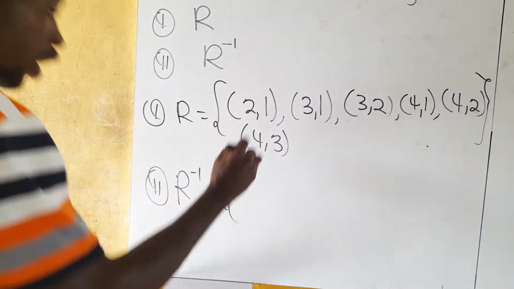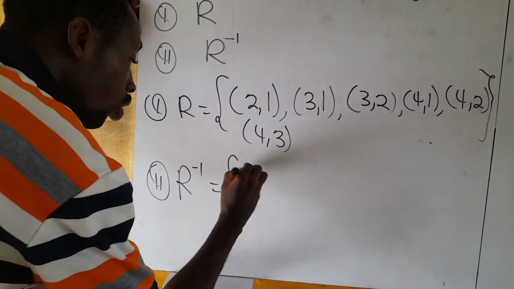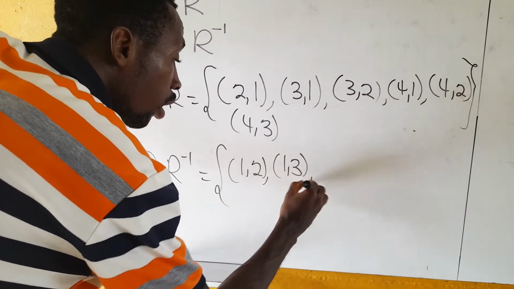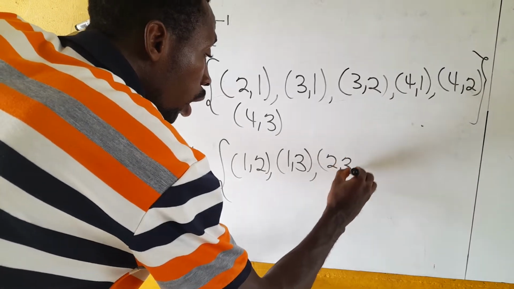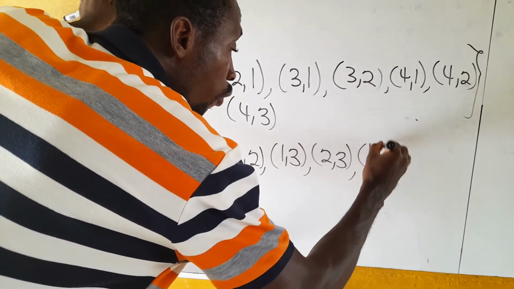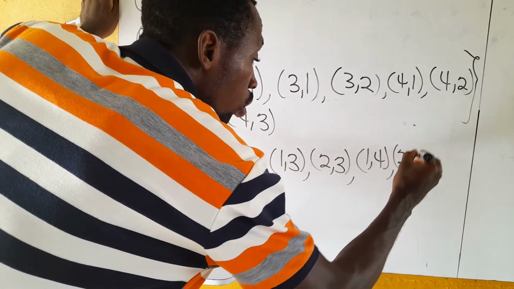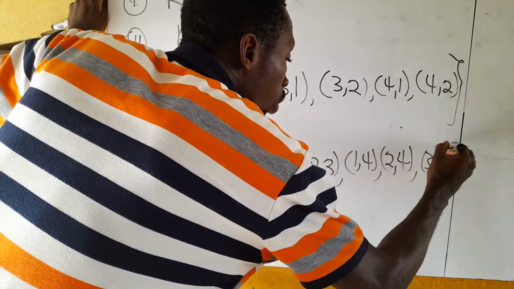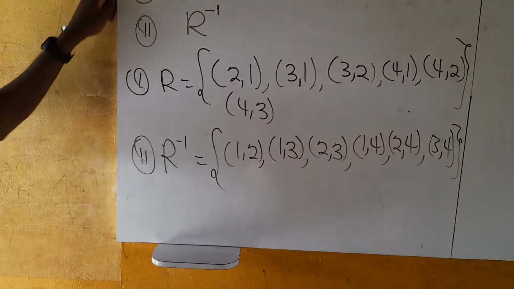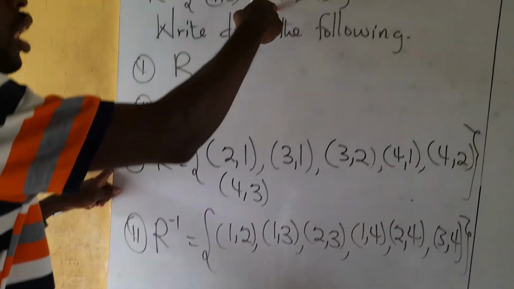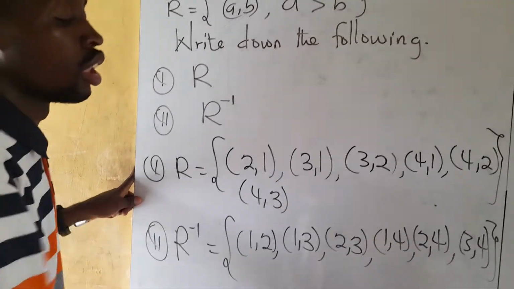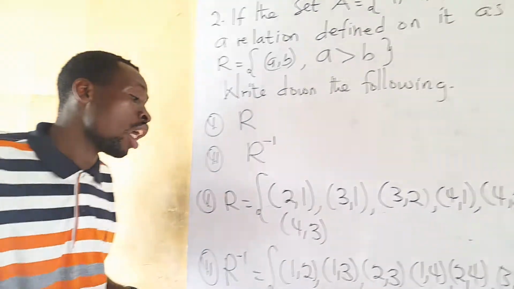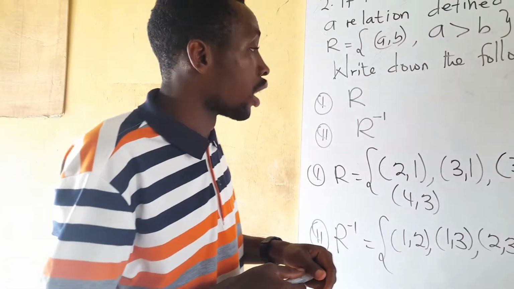So remember the inverse will alternate. So the inverse of this, the (1,2), (1,3), (2,3), (1,4), (2,4), then (3,4). This is the card. So the inverse of R will be A less than B. If you check, A less than B. So this is how we solve this. I hope you got the answer correct as mine.